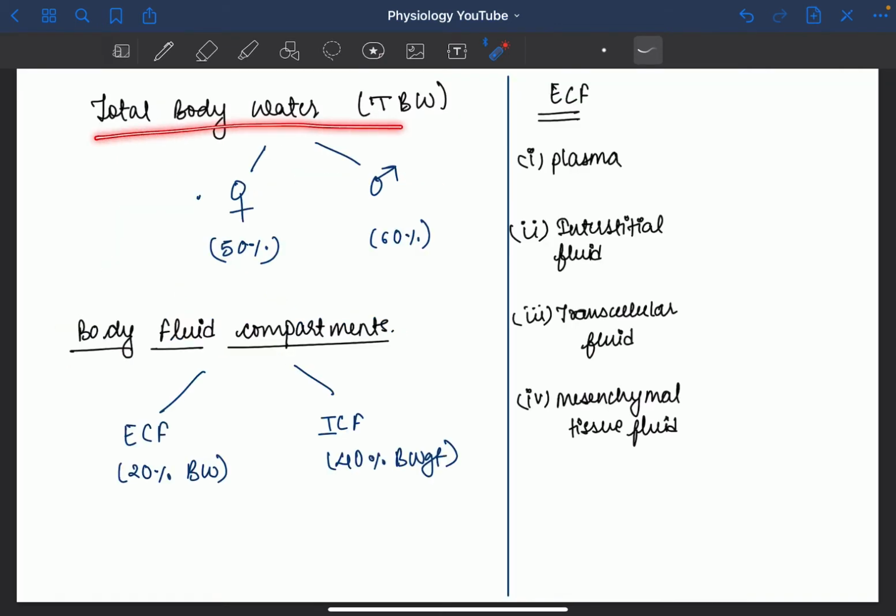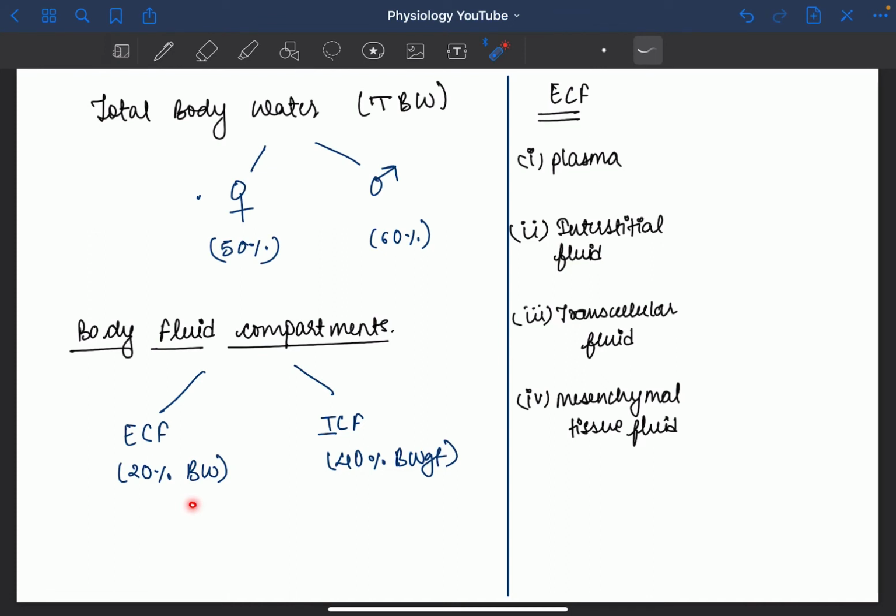So now the total body water, we know that water is 60% on an average in the human body, but in females it is 50% and in males it is 60%. In females it is 10% less because of the high amount of adipose tissue in the female body. Now the total body water is divided into compartments. The two main compartments are extracellular fluid and intracellular fluid. So this contains 20% of the body water and this contains 40%.